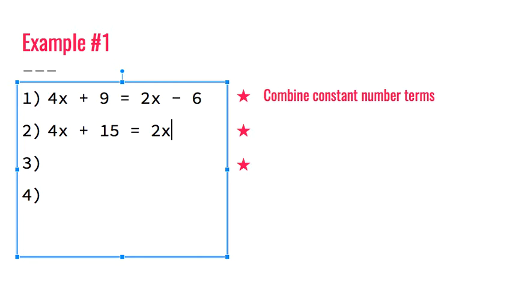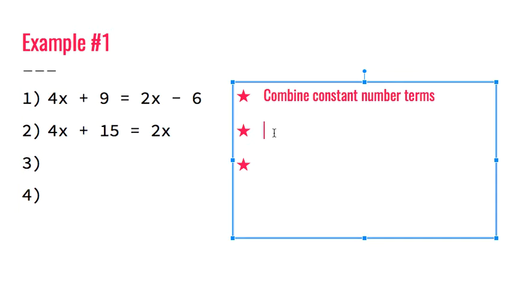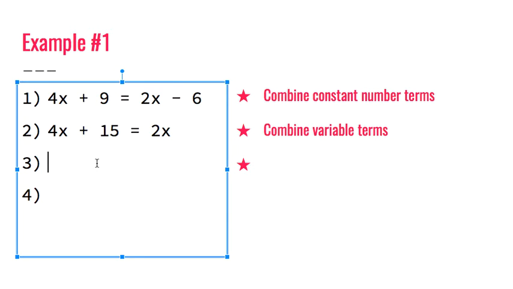We have 4x plus 15 equals 2x. Next, we have to combine variable terms. We do this with addition or subtraction properties. Here, we can subtract 4x from both sides of the equal sign to have 15 equals negative 2x.